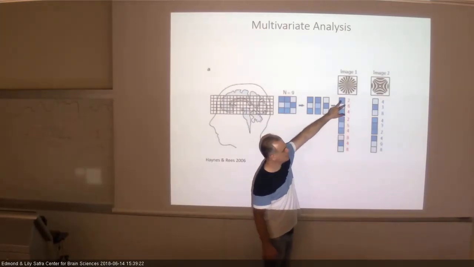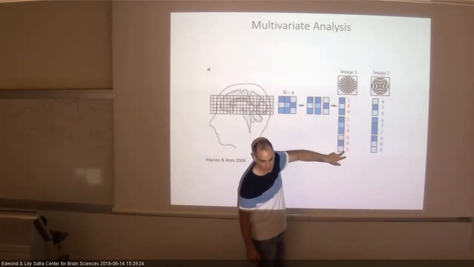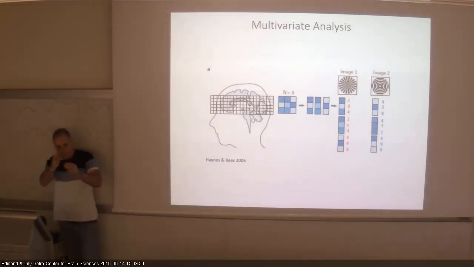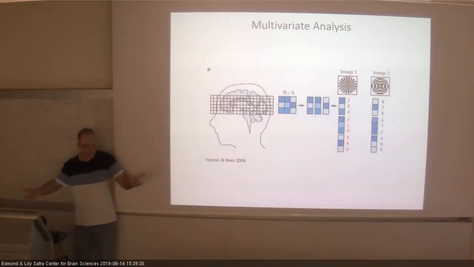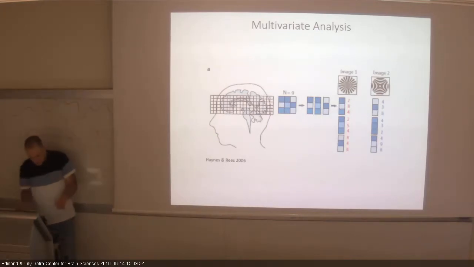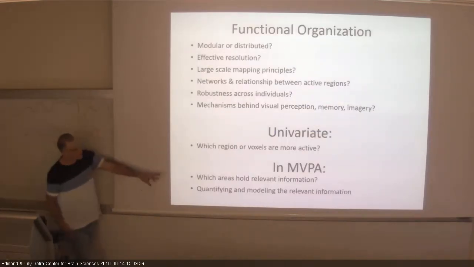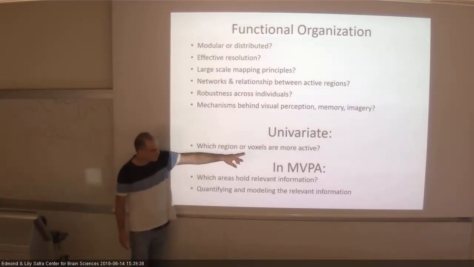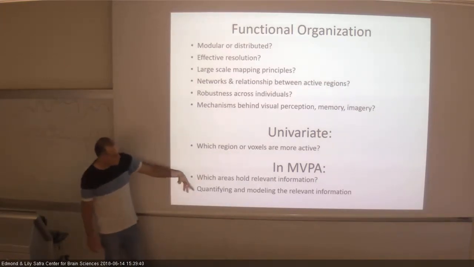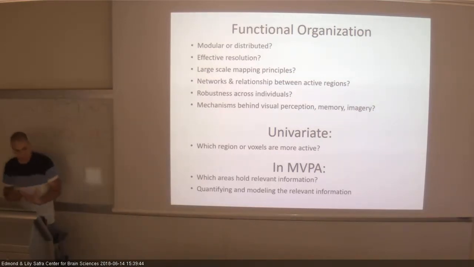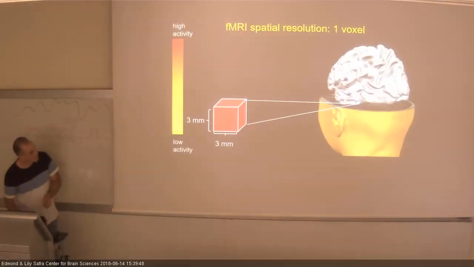So you do the GLM, and for every voxel you have a beta value, basically. Then you look at the collection of beta values across the region, and it can tell you something about the representation. So now we're not only talking about which region of voxels is more active, but which areas hold relevant information, and we try to quantify and model that information. I have time to show you a couple of examples.